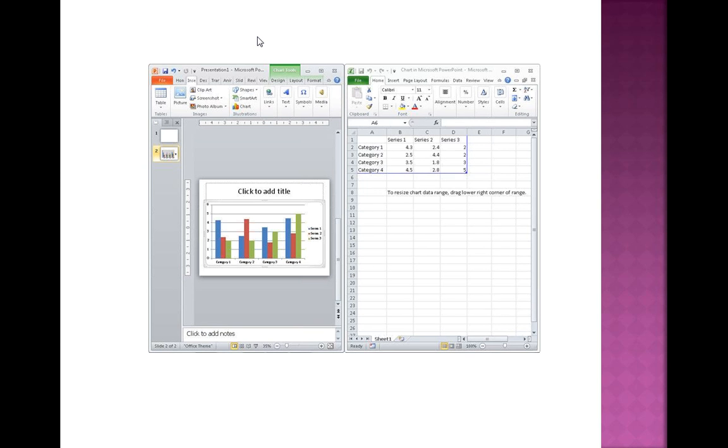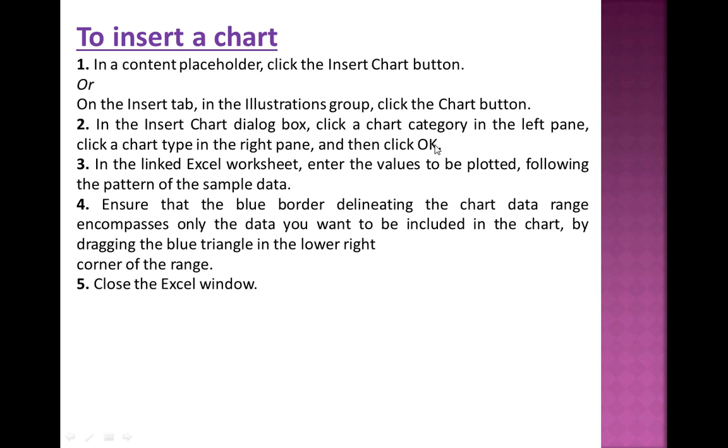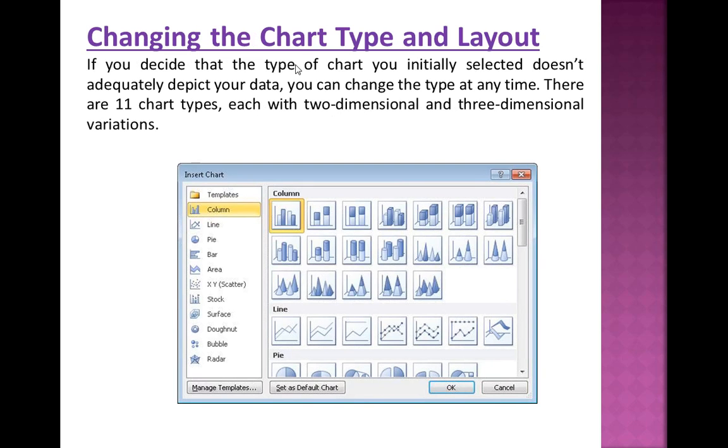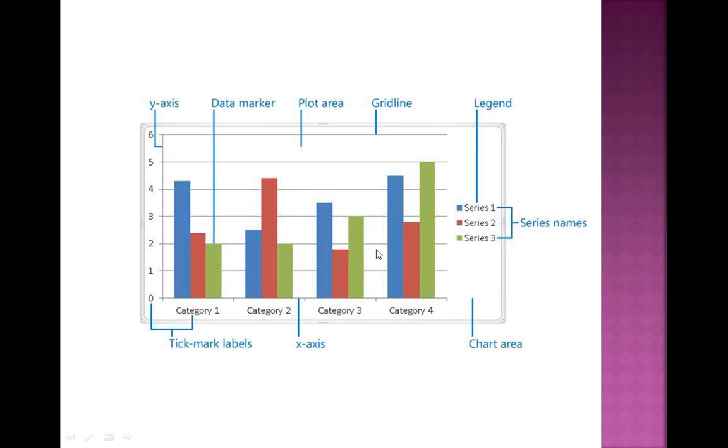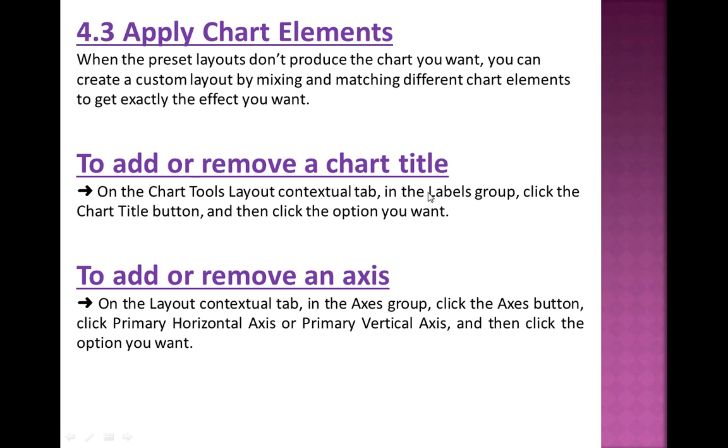4.2 is how to insert and modify the chart. There are 11 types of chart that are available in any application. This is how a chart will be inserted. Then how to insert a chart. Changing the chart type and layout. There are 11 types of chart. We can change to any type of chart like column, line, pie, bar, area, XY, stock, surface, doughnut, bubble, radar. These are the multiple shapes and layouts available. These are the names of the data series.